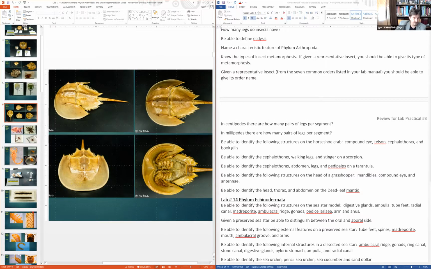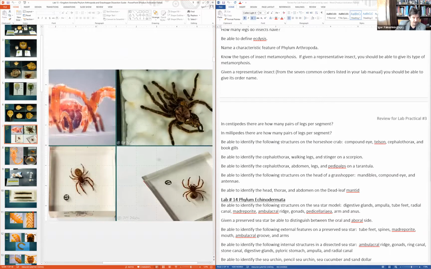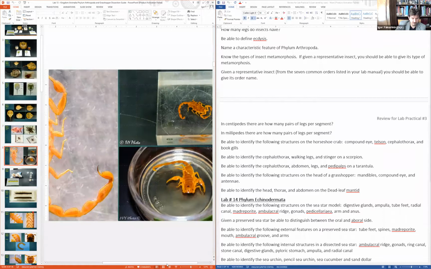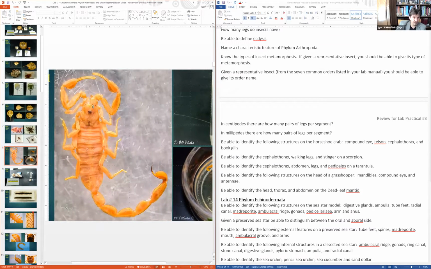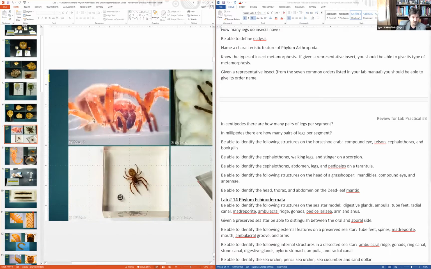So now if you look at the scorpion, oh, not scorpion, the spider, right? I think it's the spider. No, we need to do the scorpion. Scorpion, the preserved specimen, we have the pincers, the eyes, cephalothorax, walking legs, the stinger. Now on the spider, we're looking at the walking legs, and those kind of tiny walking legs, they call pedipalps, and then the fangs. So four pairs of walking legs.